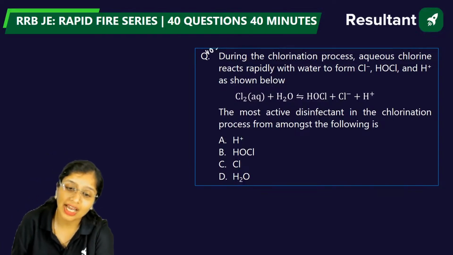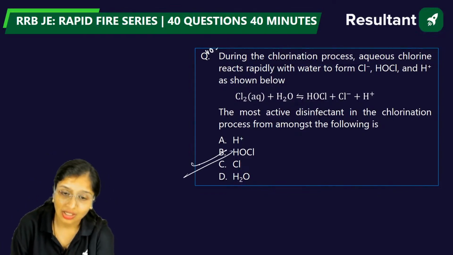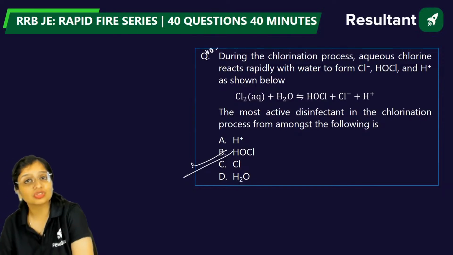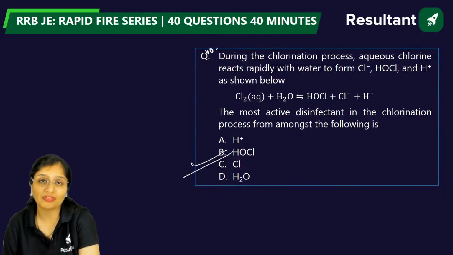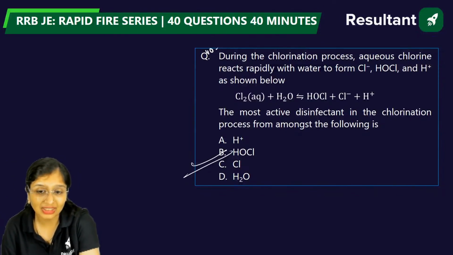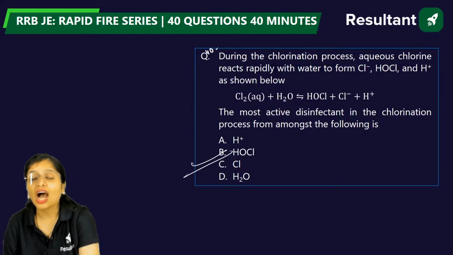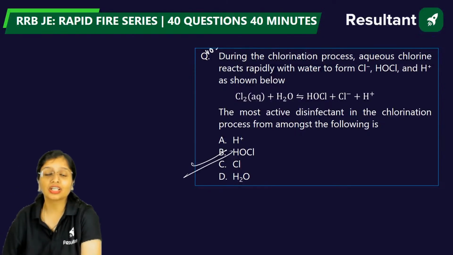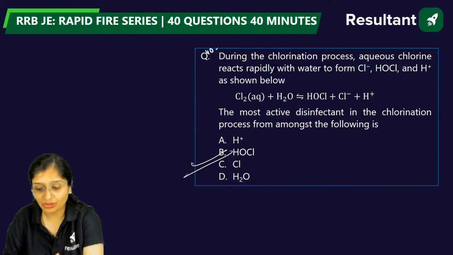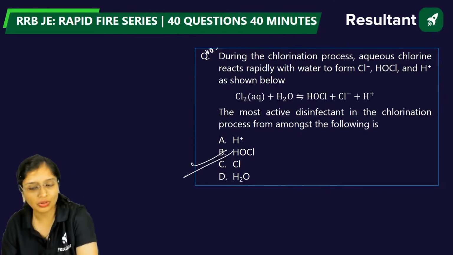That is hypochlorous acid. Others can be there, but HOCl is 80 times more powerful as compared to OCl minus, and it is very unstable, highly reactive. It will kill all the existing microorganisms present in water.